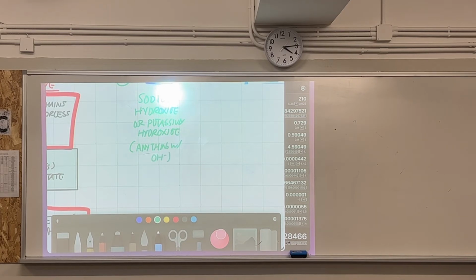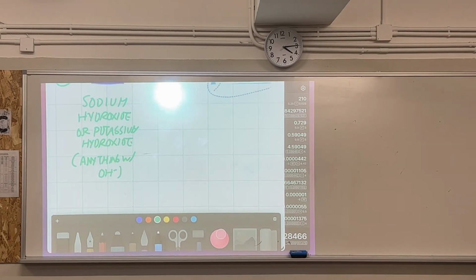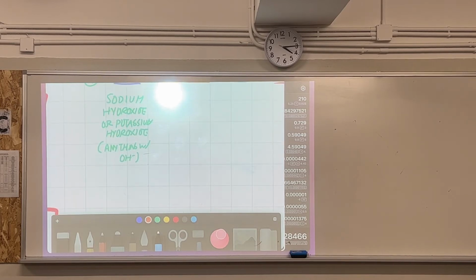What do they test for? They test for ammonium ion. So let me ask you once again, what is the formula of ammonium? Not ammonia, but ammonium ion. NH4 plus. It's a cation, the ammonium ion.